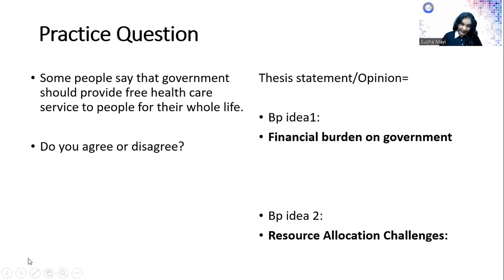So I decided to talk about the resource allocation challenge. See, sometimes resources means monetary resources or treatments. There are some highly expensive treatments and surgeries, which the government cannot really afford to allocate. And there will be a lot of challenges in doing so, right? So basically it will be a financial burden on the government, and the second idea is that resource allocation will be a big challenge for the government because it has to look into all 360 degrees of growth of the society, of the citizens, and so on.